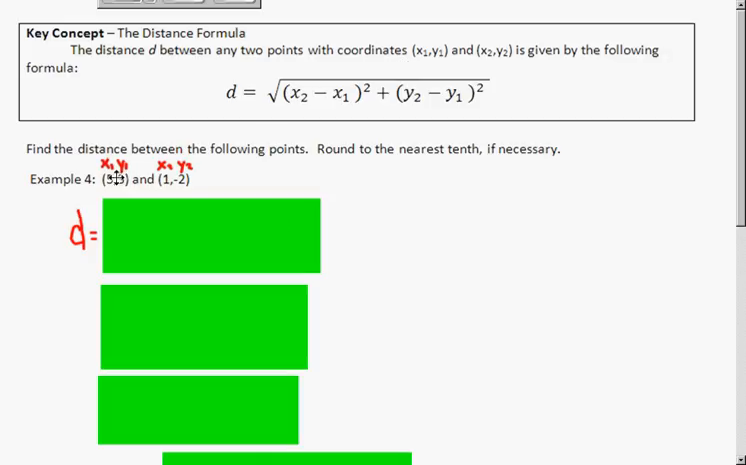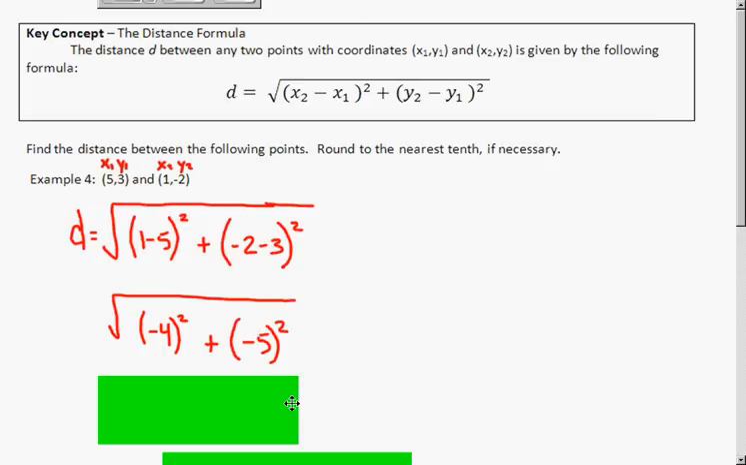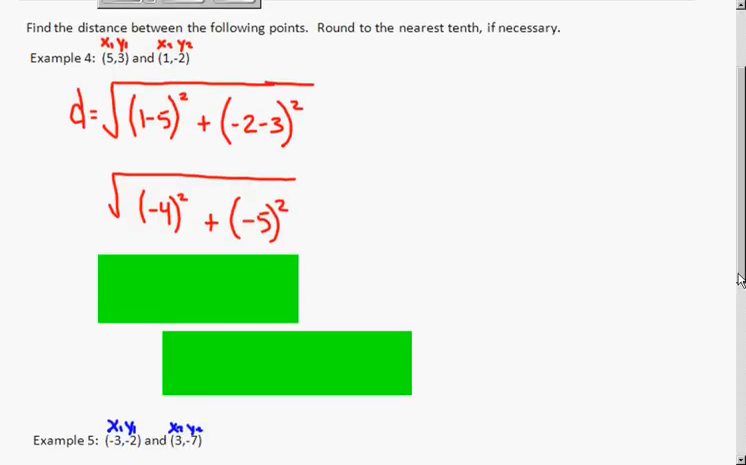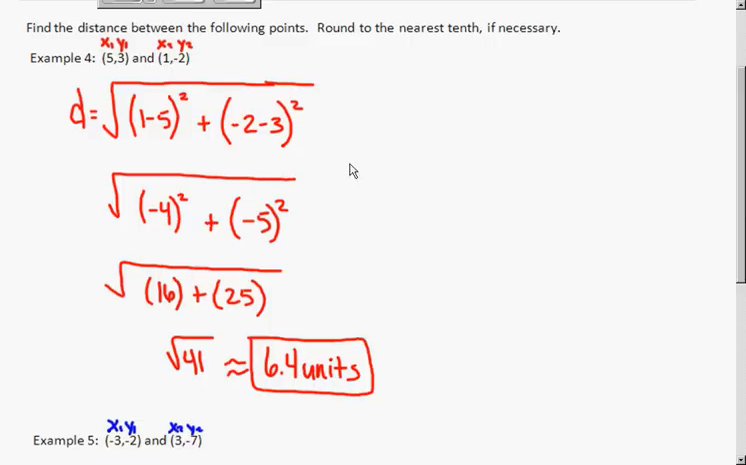So start off by putting your headers on, x1, y1, x2, y2, and substitute into the correct spot in your distance formula. Your x2 value is 1, minus your x1 value 5, that is squared, plus your y2 value is negative 2, minus y1, which is 3, that is also squared. You wind up, after you do your computation, negative 4 squared plus negative 5 squared. Negative 4 squared is 16, negative 5 squared is 25, and you would get the square root of 41.